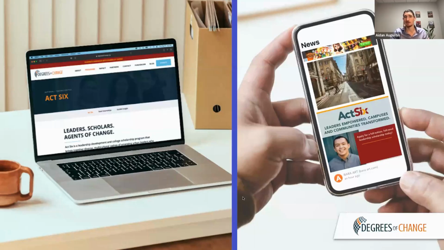To show a few more examples that maybe are a little bit more relevant here, right? So Degrees of Change, this is a nonprofit.